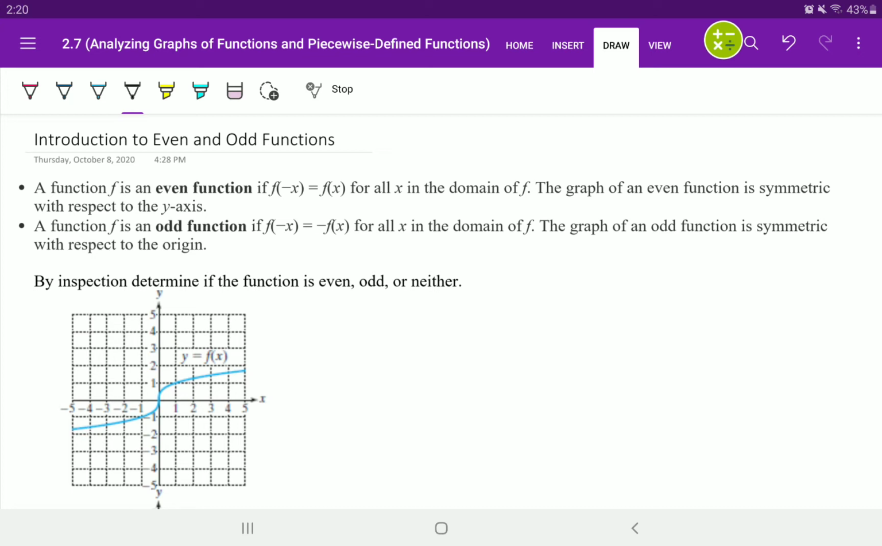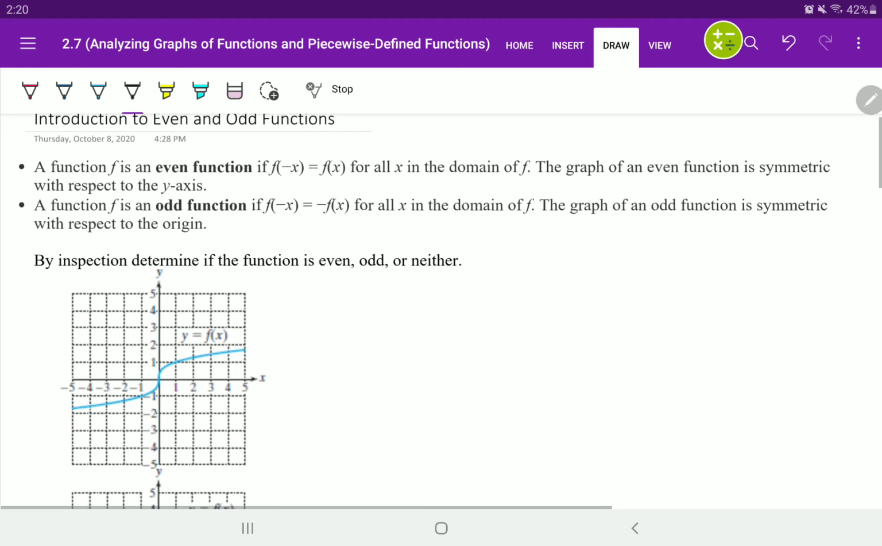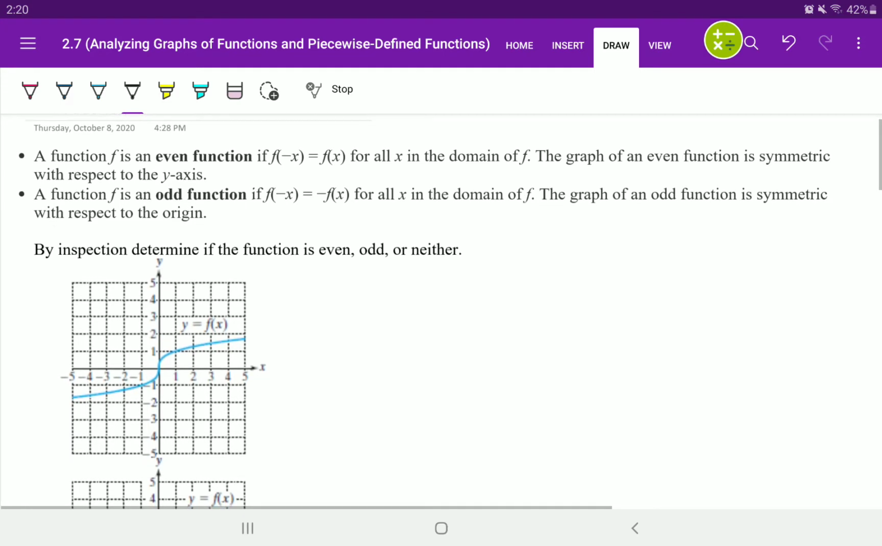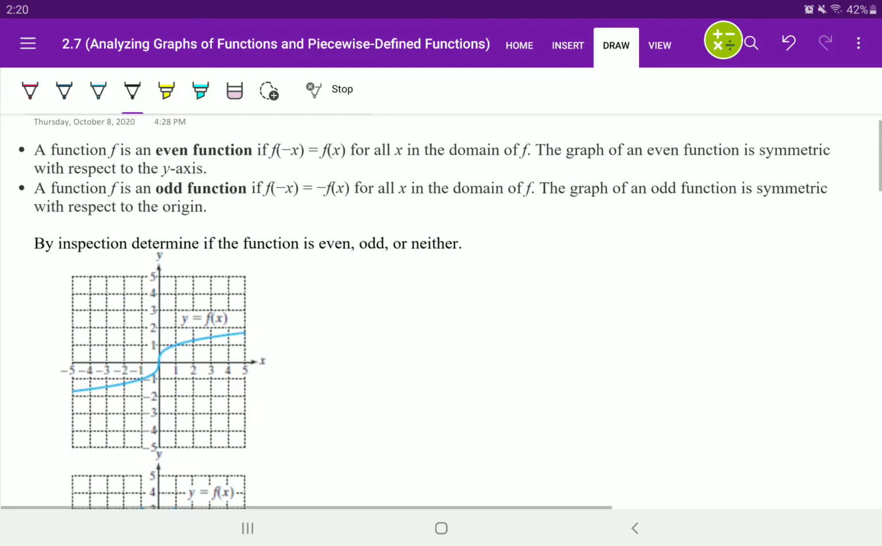A function f is an odd function if f of negative x is equal to negative f of x for all x in the domain of f. The graph of an odd function is symmetric with respect to the origin. Then it says, by inspection, determine if the function is even, odd, or neither. Because these are graphs, we're going to determine if the graph is symmetric with respect to the y-axis or if the graph has symmetry with respect to the origin.